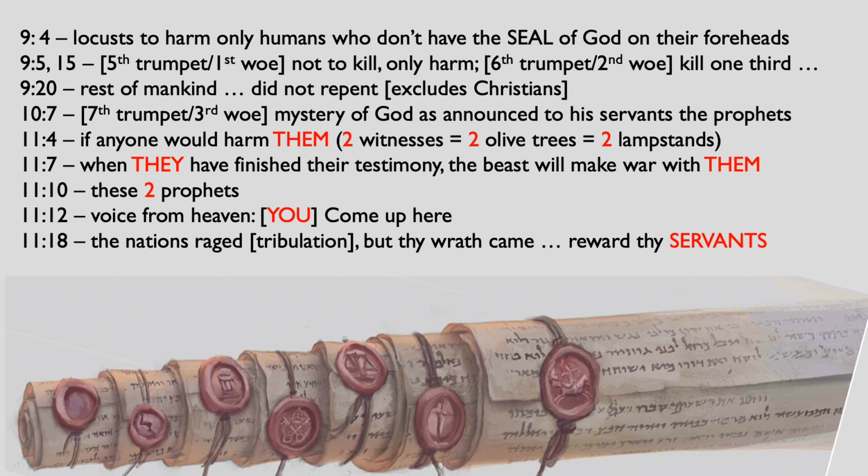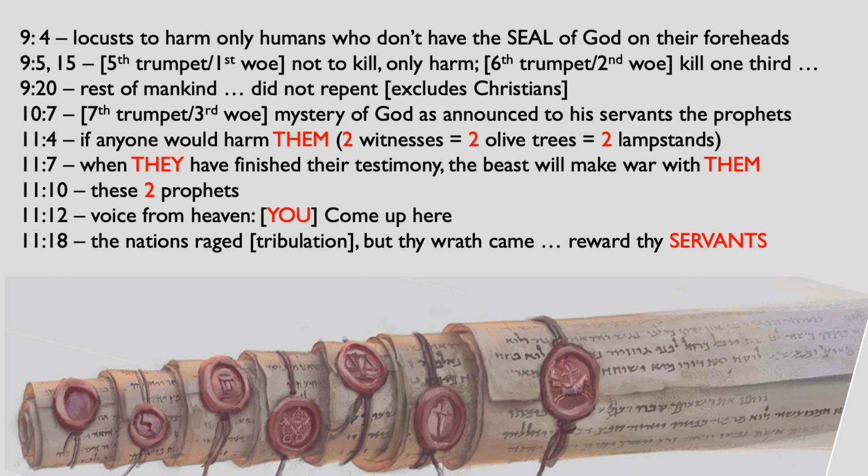And then in chapter 9 and verse 20, the rest of mankind that did not repent of their evil were going to be punished as well. And yet this would exclude Christians because they were the ones that God had sealed. If we continue with chapters 10 and 11, you have the same idea that the Christians are identified. I have used red font and uppercase letters to indicate the way I read the text that is referring to Christians. In chapter 11 and verse 4, if anyone would harm them, that refers to the two witnesses, also equivalent to the two olive trees, which is also equivalent to the two lampstands, if anyone were to harm them.